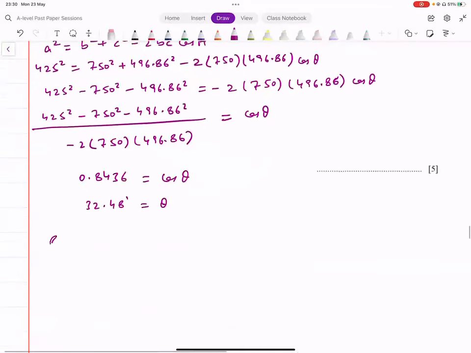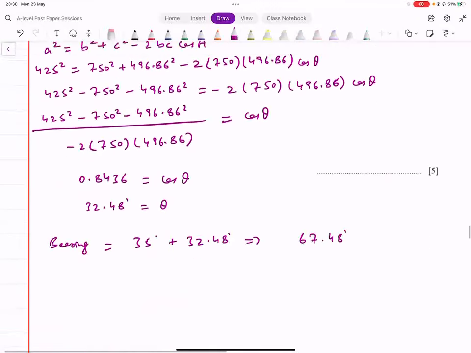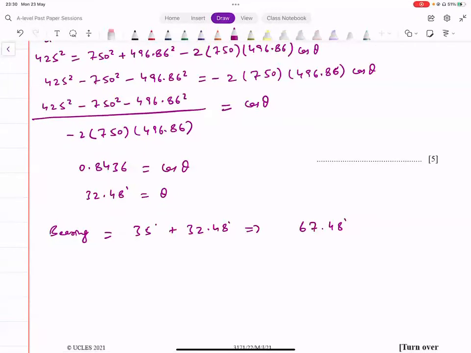So bearing is going to be 35 plus 32.48, and that's going to give us the result. It's going to be 67.48 degrees. So उसने ऊपर कोई instruction तो नहीं दी हुई? No. So we can write it like this. That's okay. But remember, it's bearing.